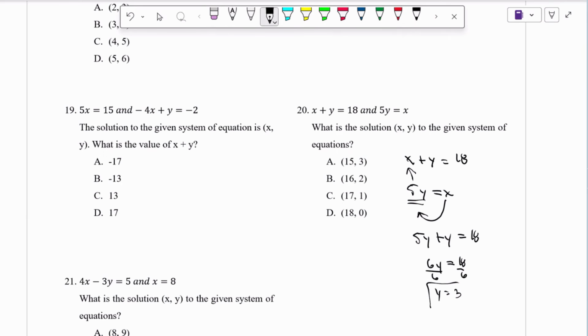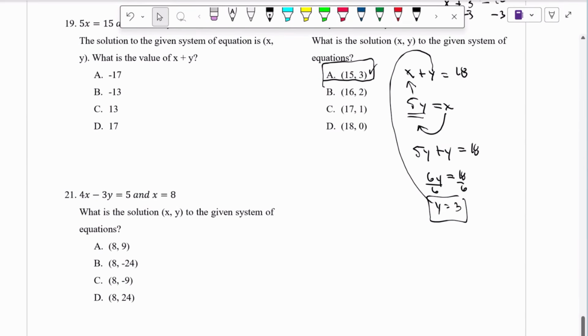Well, if I look here, there's only one answer choice that gives me 3. But I'm still going to go through and show you that it works. If I plug 3 into here, I get x plus y. Well, I just told you y is 3. We found that out. Is equal to 18. I subtract 3 from both sides, and I'm going to get x equals 15. Answer choice A.